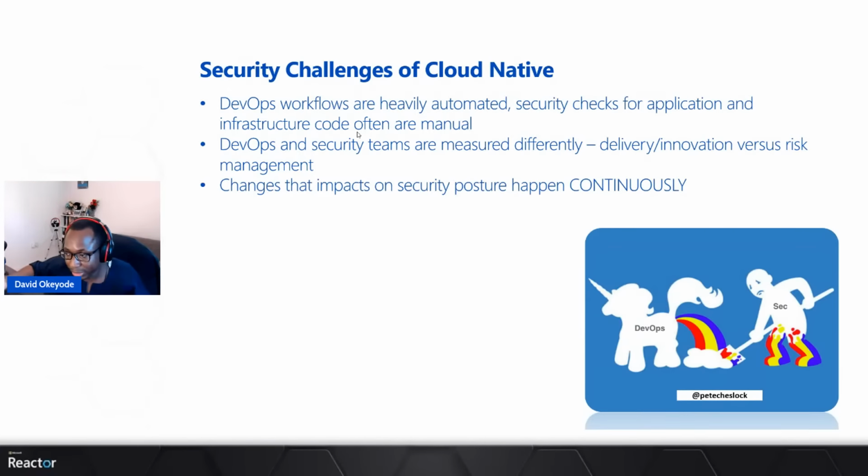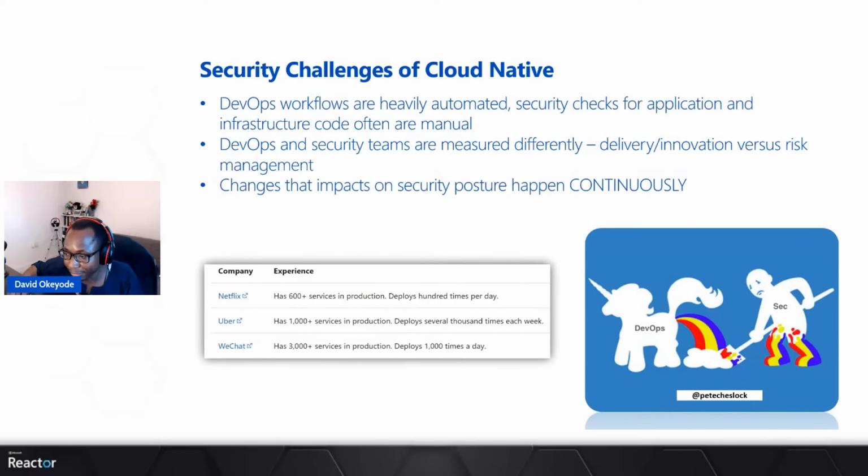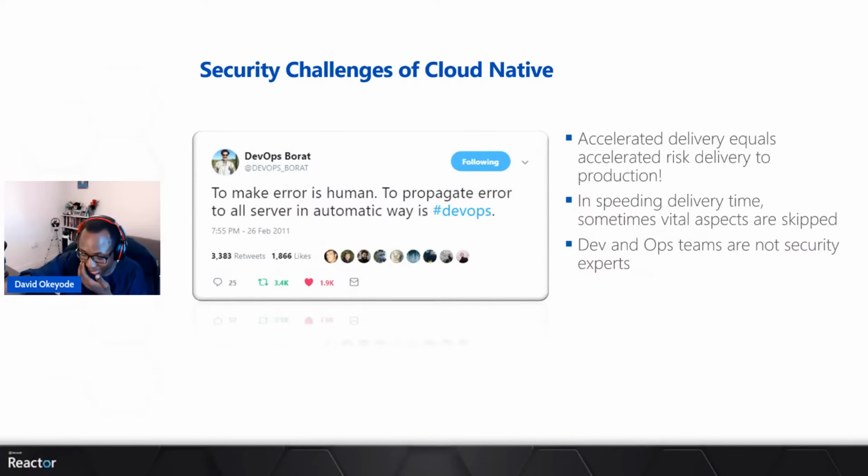Changes that impact security posture happen continuously, as the diagram on the screen signifies, with security trying to do cleanup afterwards. Everybody's all tired. Another security challenge is that when you're moving at the pace of DevOps, you're also accelerating delivery to production. I like this quote from DevOps Bharat, whose account is unfortunately no longer active on Twitter: to make error is human, to propagate error to all servers in an automatic way is DevOps.